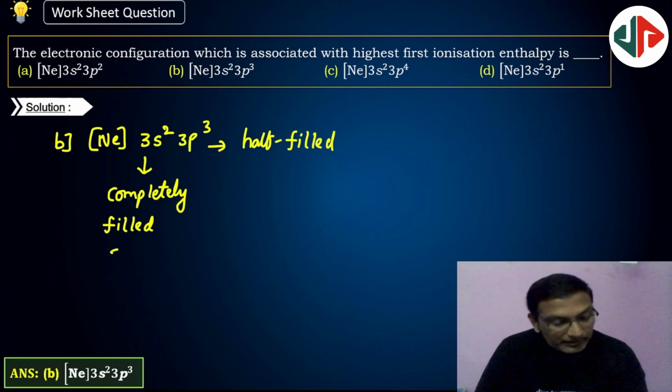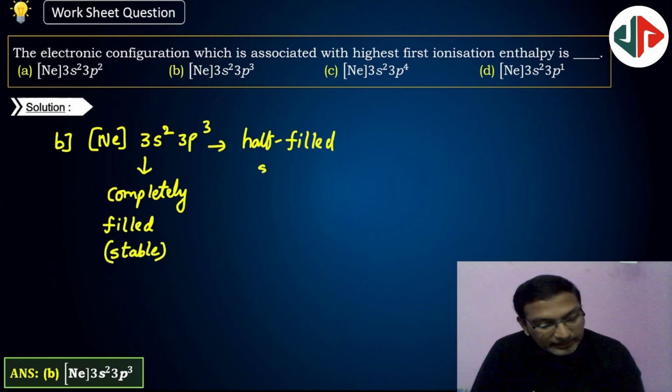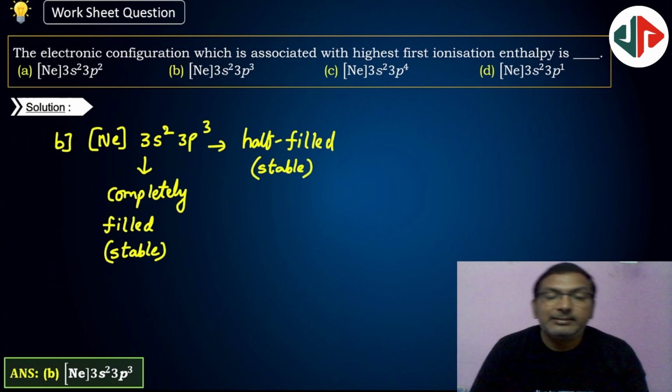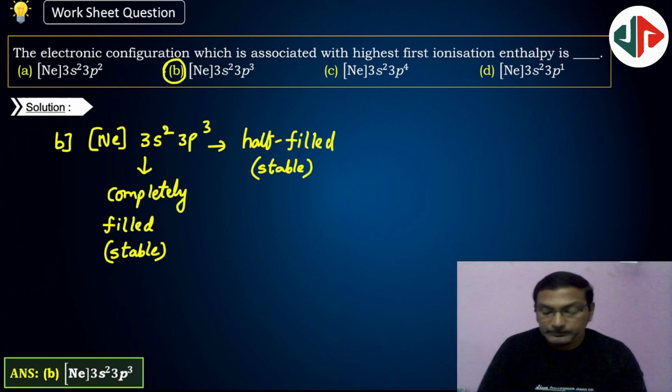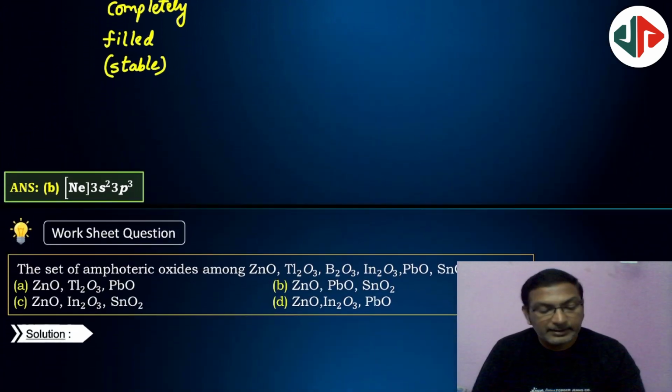Both are stable. Completely filled is obviously stable due to spin pairing. Half filled is also stable due to exchange energy between unpaired electrons, according to Hund's rule. Therefore, it is very difficult to remove electrons from half-filled or completely filled configurations. Therefore, option B. A simple question, but very, very important. Next one.